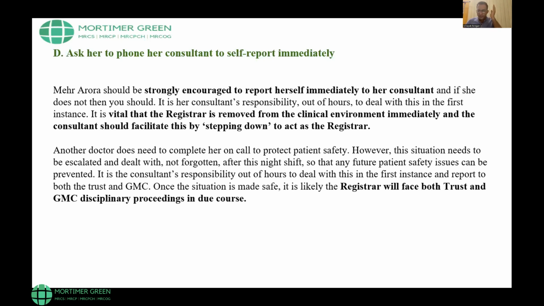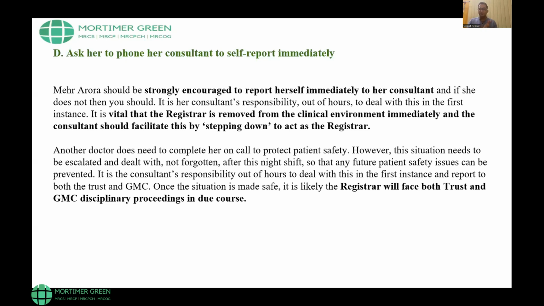So the accused or the offender self-reports to the consultant, and if they do not, you report, and the consultant reports to the trust. The trust is the organization which runs that particular NHS hospital, and then he also reports to the GMC.